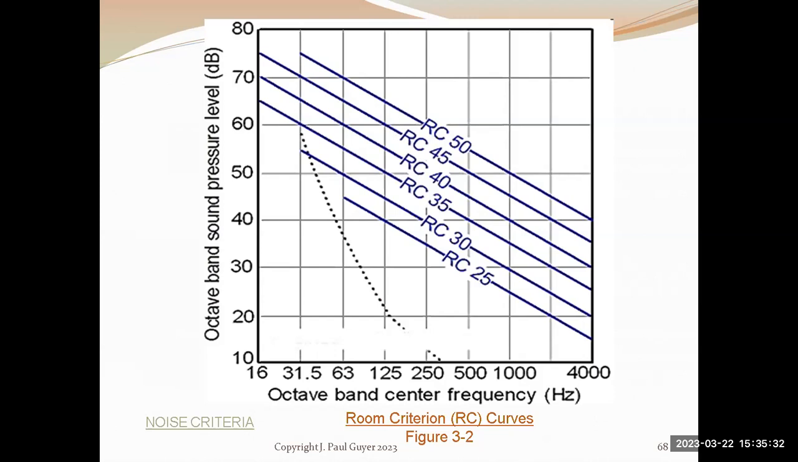Now here is a table that illustrates the use, in the same way, of the room criterion curves, which I said in general building design is not what you're going to use. You're going to use the noise criterion curve, but this is what the room criterion curves look like. The sound pressure levels in decibels as a function of the frequency of the sound.